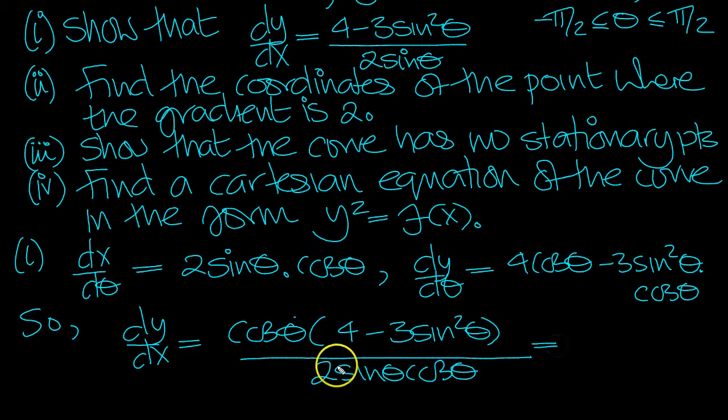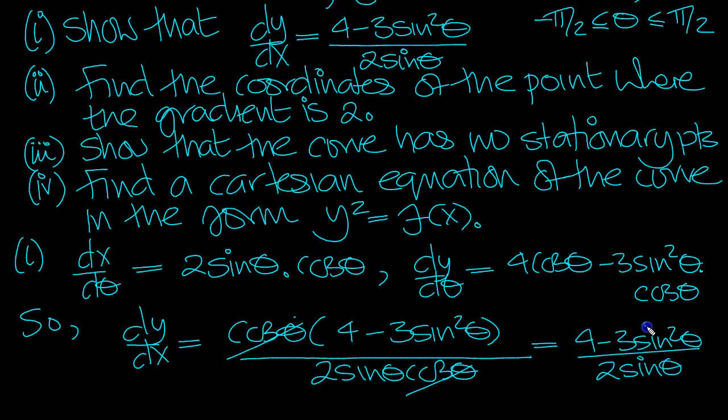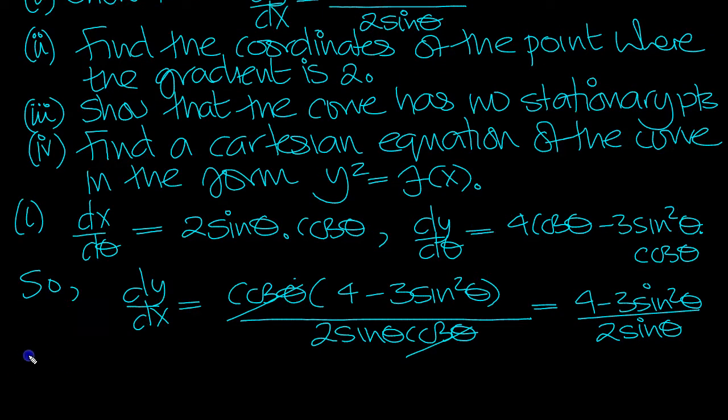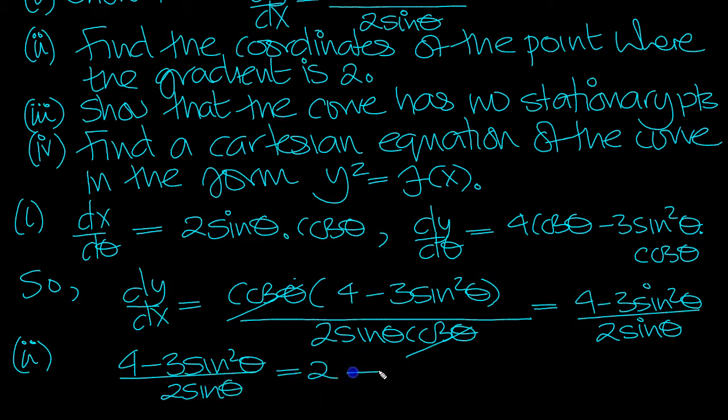So that's equal to, the cos's cancel top and bottom, and we're left with 4 minus 3 sine squared theta divided by 2 sine theta. And that's what we wanted to show here. Find the coordinates of the point where the gradient is 2. So part 2. So when does that equal 2? 4 minus 3 sine squared theta over 2 sine theta equals 2.